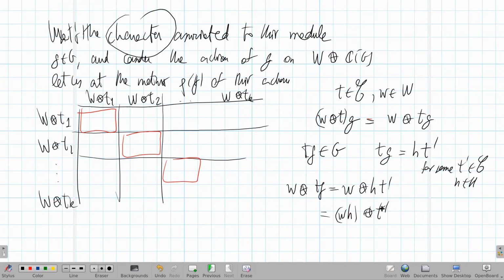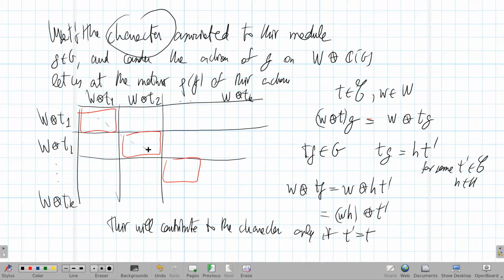So this will contribute to a character only if T prime equals T, because then you are in a block diagonal. So suppose, for instance, that multiplying by G, W tensor T1 goes to W tensor T2. We have something here, but we don't have anything on the diagonal, so there's nothing to contribute to the character, which is the sum of the elements on the diagonal.